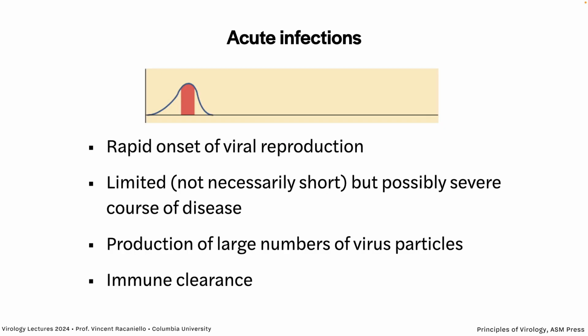So some characteristics of acute infections: rapid onset of viral reproduction, limited but not necessarily short course of disease. So it's not shortness that's the key, it's limited. And sometimes it can be severe, of course. The severity is not part of the acute definition. Even though acute sounds like it would be severe, acute just means it comes and goes. Large numbers of virus particles, very efficient spread from one person to another, and eventually immune clearance in most cases, and in some cases, death of the host.